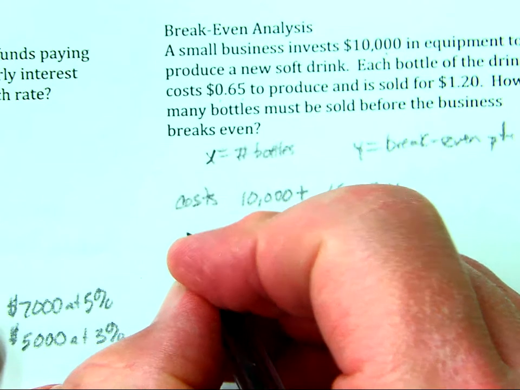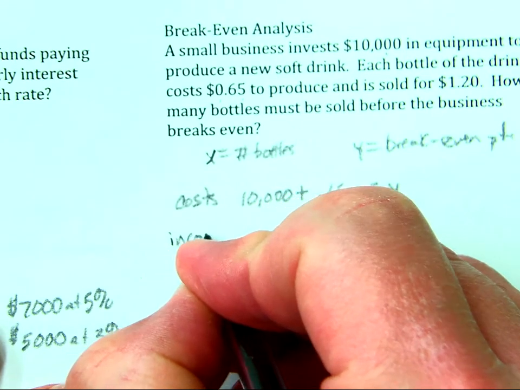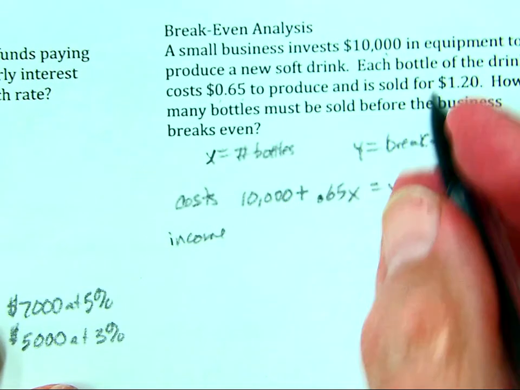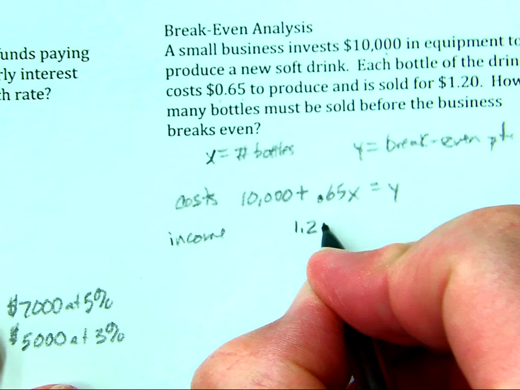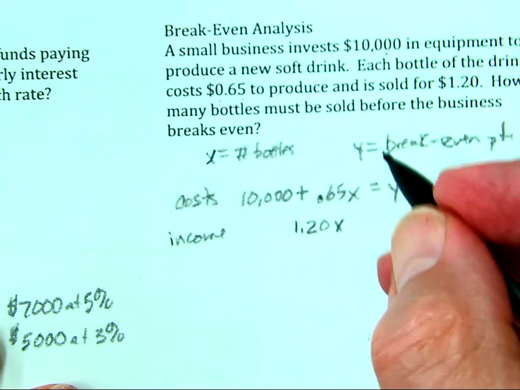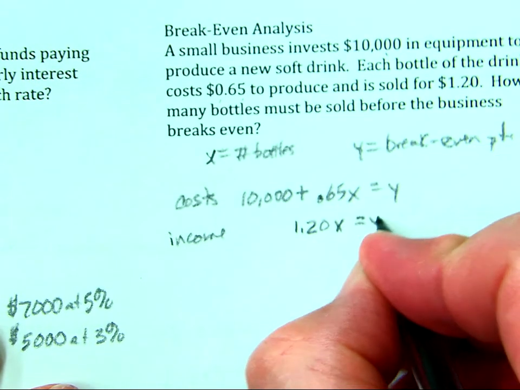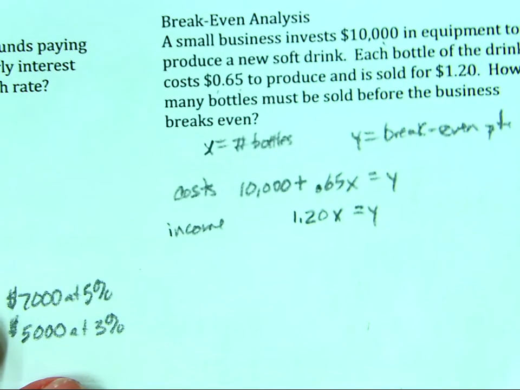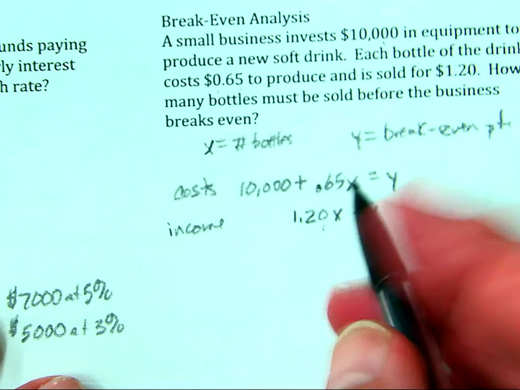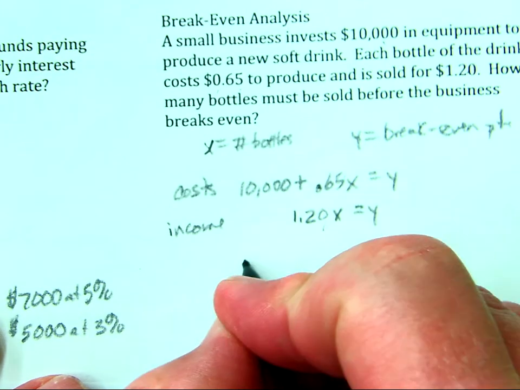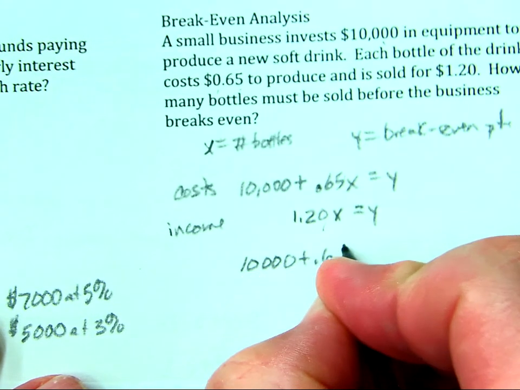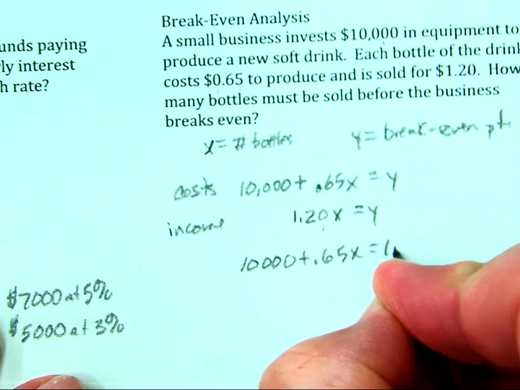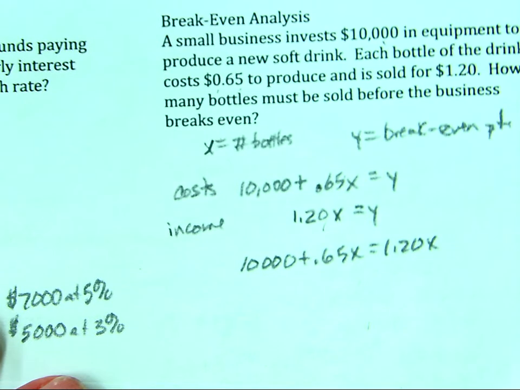The money we make, so our income, we make $1.20 for each bottle. So $1.20x. Our break-even point is where these two things are equal. So this is really like substitution. We take 10,000 plus 0.65x equals 1.20x. There's our equation.